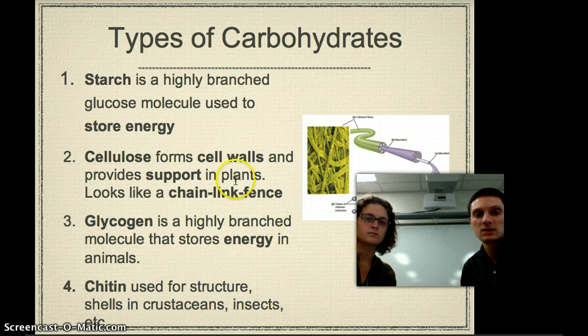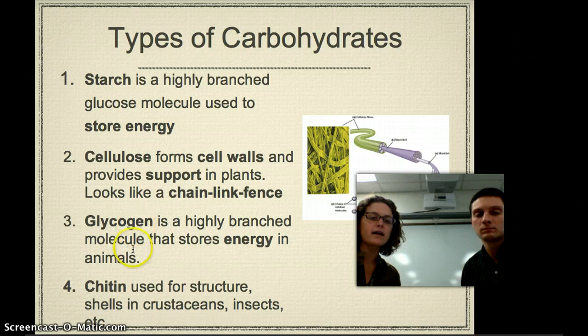Another example is cellulose, and that forms cell walls and provides support in plants, and it kind of looks like a chain link fence. And then you also have glycogen, which is kind of like animal starch in that it stores short-term energy in animals so that it can then be broken down. Because glycogen is a big polymer or polysaccharide, and then you can break it down into all the little monomers that your body can then use for energy.